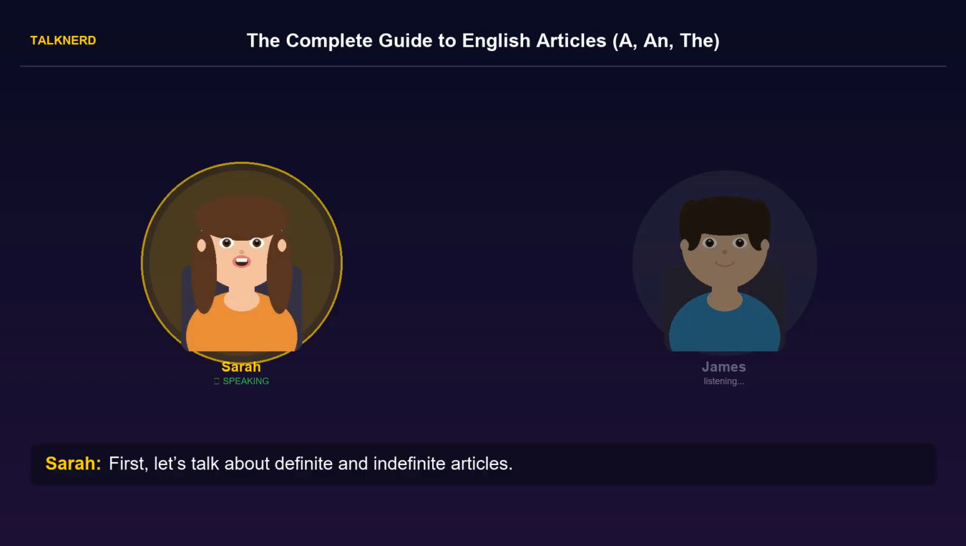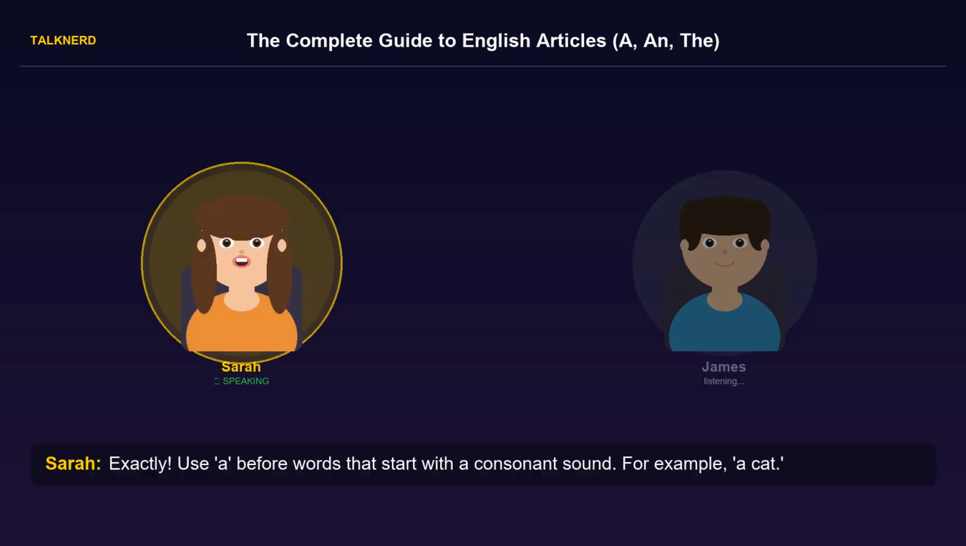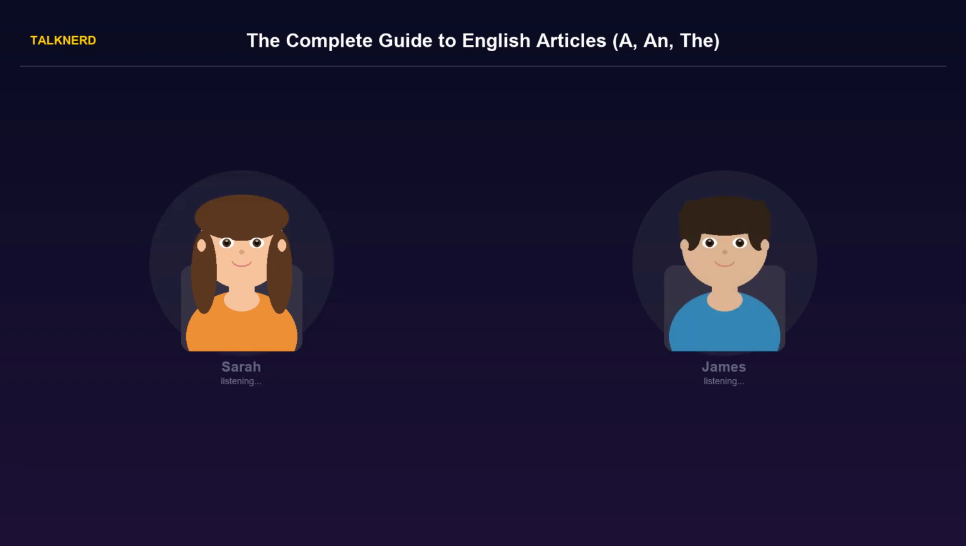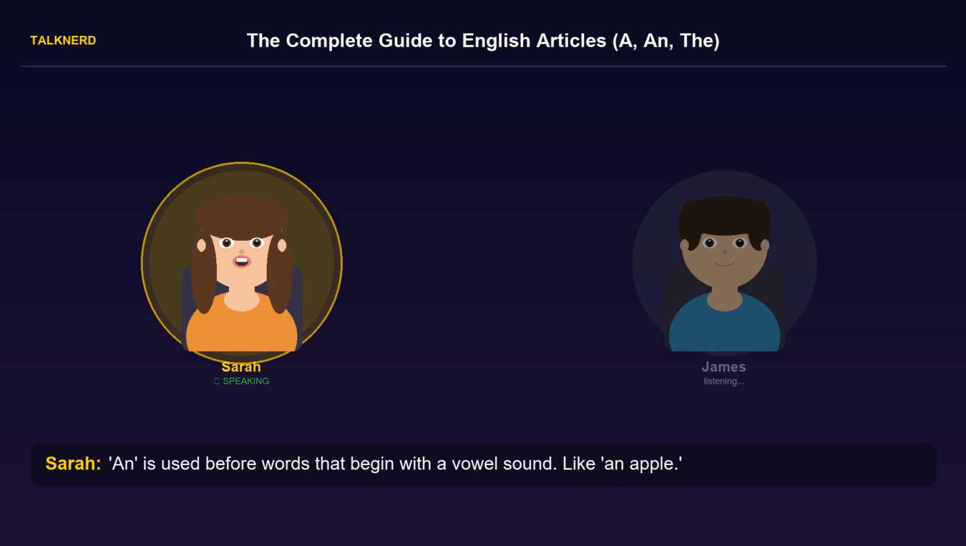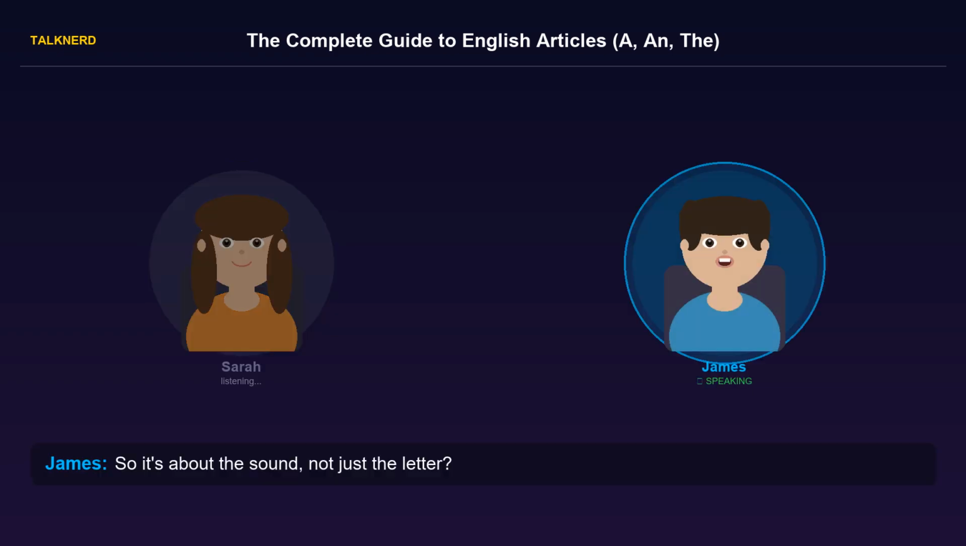First, let's talk about definite and indefinite articles. Right. So a and an are indefinite articles, and the is a definite article. Exactly. Use a before words that start with a consonant sound. For example, a cat. And what about an? An is used before words that begin with a vowel sound. Like an apple. So it's about the sound, not just the letter?